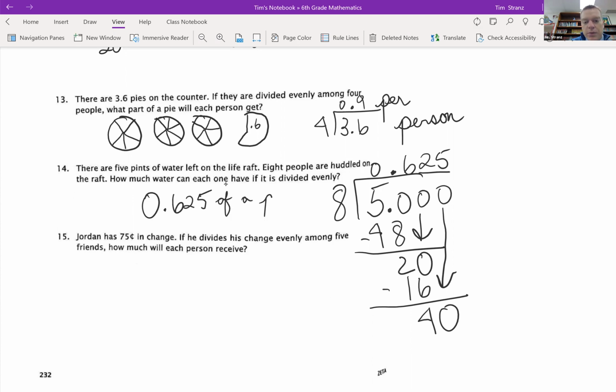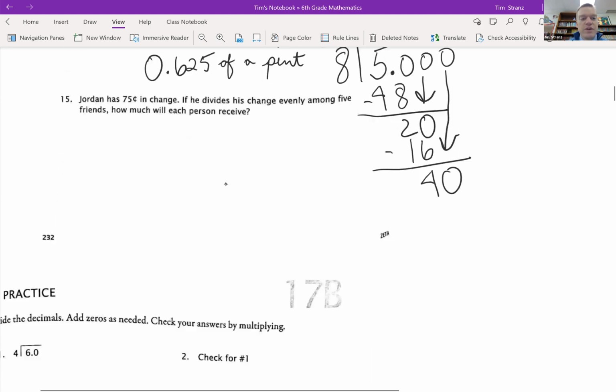Again, I would not want to be the person pouring that. Good luck. You're on a raft and you're trying to pour exactly 0.625 of a pint into what? They don't have cups, I guess, so you're just trying to dump 0.625 of a pint into another person's mouth. It's going to be very tricky to do. Good luck. Okay, last one, number 15.